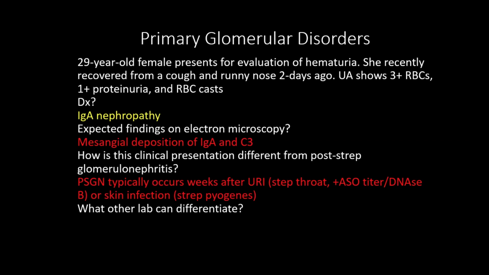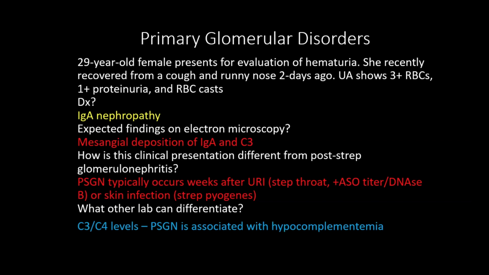But the really high yield thing that I want you guys to know is the lab that can differentiate IgA nephropathy from PSGN. And what would that be, Mike? Do you have any idea? The lab that would differentiate IgA nephropathy from PSGN. ASO titer and DNase titers would do that. But it's something super specific. Other than C3, I guess you get C3 deposition in both.